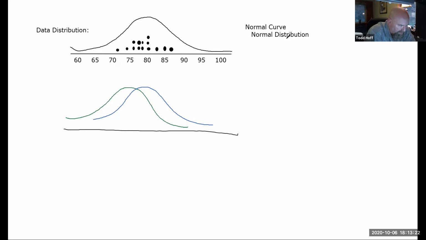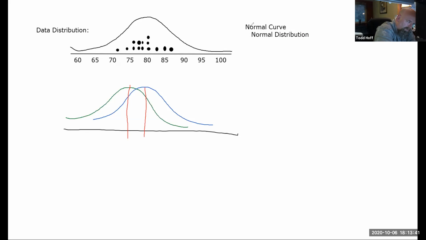Now they're about the same width, same height, same everything. The difference between them is, I would say, the center of the green curve is down here and the blue curve is up there. The blue curve is shifted over to the right, or they have different centers. They're centered at different places.